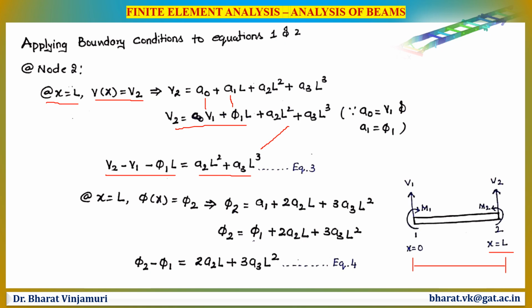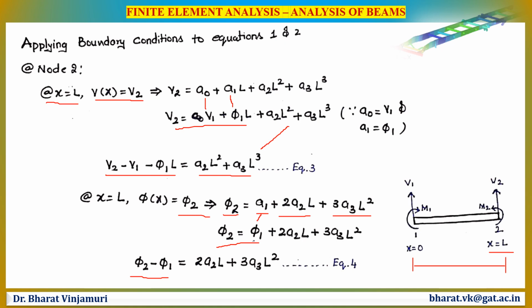Similarly, the boundary condition at node 2, that is at x equal to L, is applied for the slope equation also. So pi of x at node 2, the slope, is pi 2. So pi of x is equal to pi 2, whose value will be equal to a1 plus 2a2L plus 3a3L square. Similarly, we are substituting back the value of a1, which we have already found, pi 1, keeping 2a2L as it is, plus 3a3L square. Taking the terms pi 2 and pi 1 to the left hand side, pi 2 minus pi 1 will be equal to 2a2L plus 3a3L square.